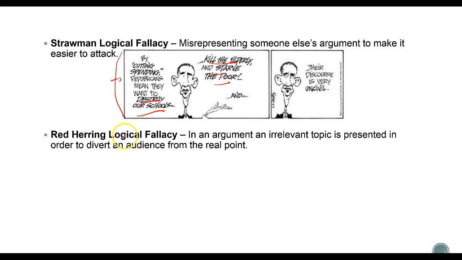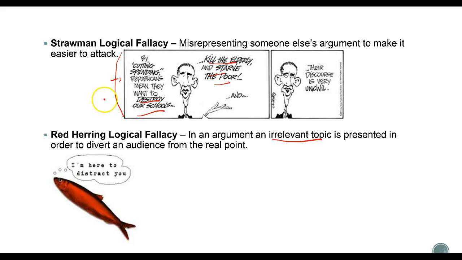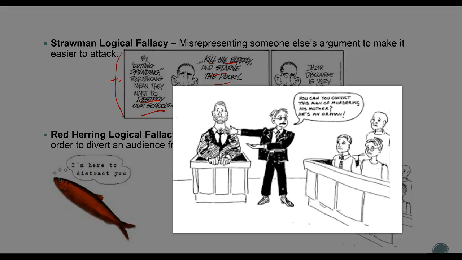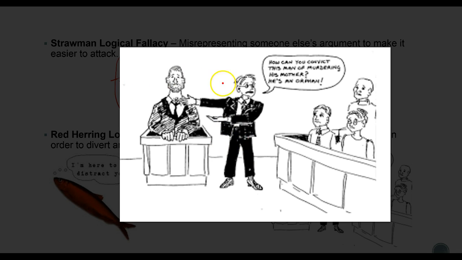Another logical fallacy is the red herring logical fallacy, and this one happens a lot in argument. And this is when somebody making an argument brings in an irrelevant topic in order to divert the audience from the real point. Here's my red herring. I'm here to distract you. And here's an example of the red herring logical fallacy.